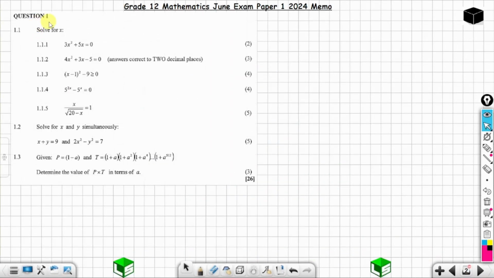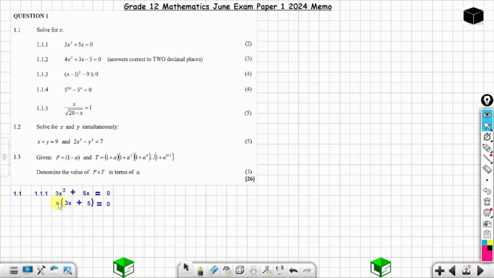Okay, question 1.1, solve for x. 1.1.1, you are given 3x squared plus 5x is equal to 0. Okay, so what is common? You have x in this term and x in this term. So you are going to factorize x outside of the bracket. Now, inside of the bracket, you are going to have 3x plus 5. You close your bracket equals 0.